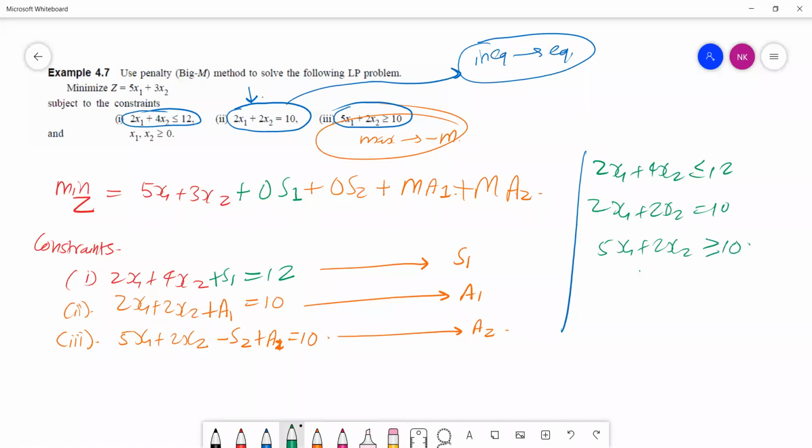Okay, now just try to manually find out the values of x1 and x2. What can be the values of x1 and x2? Just try to find out manually. I guess it can be 2 comma 3. Does it serve the purpose?